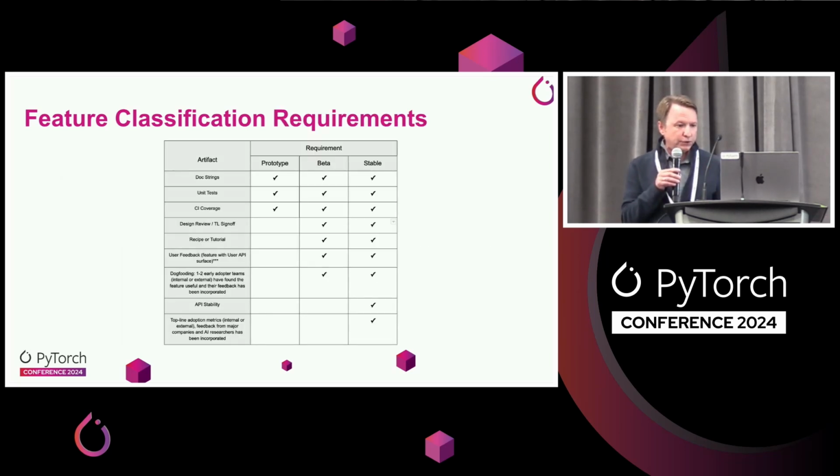So this is our feature classification requirements matrix. You can see that this matrix basically helps us to see what is still missing for the feature to be promoted from prototype to beta or from beta to stable.